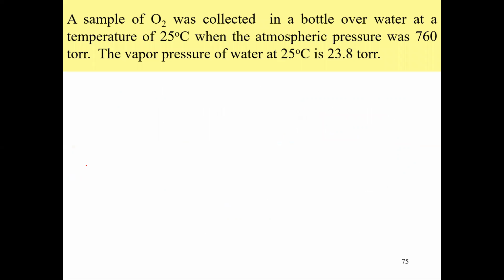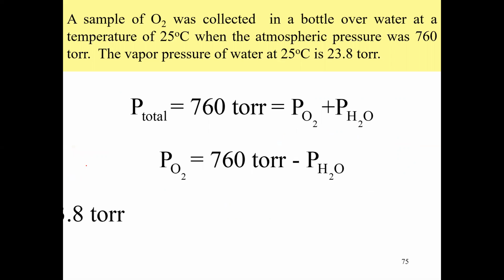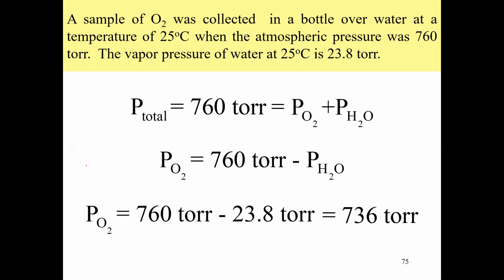A sample of oxygen was collected in a bottle over water at 25 Celsius. The vapor pressure of the water is given there. What's the pressure of the total of the oxygen? So essentially the pressure of the oxygen would be 736 torr.